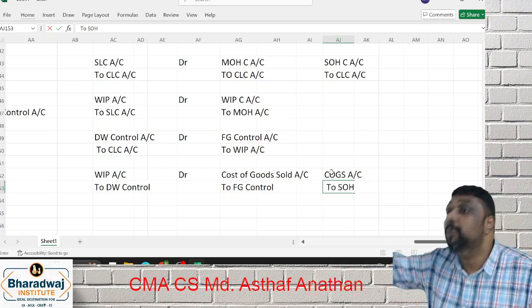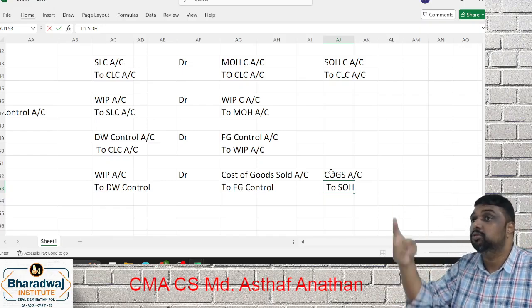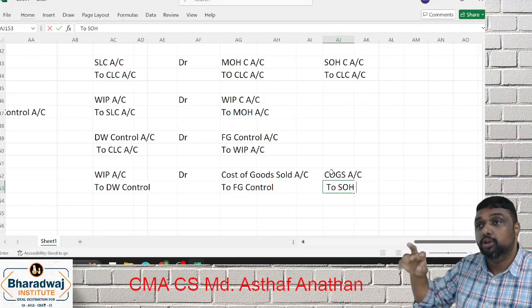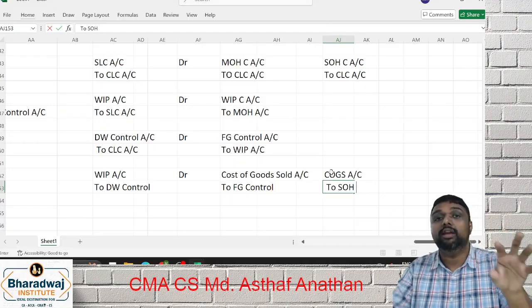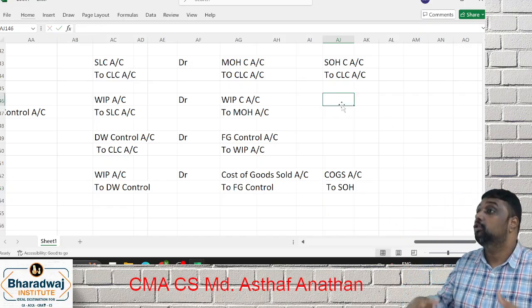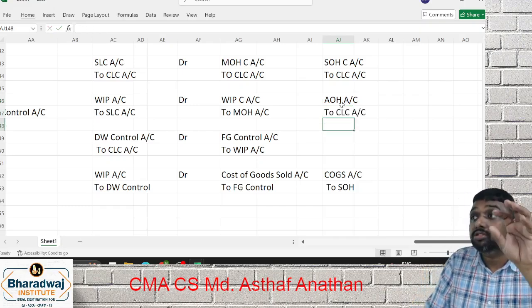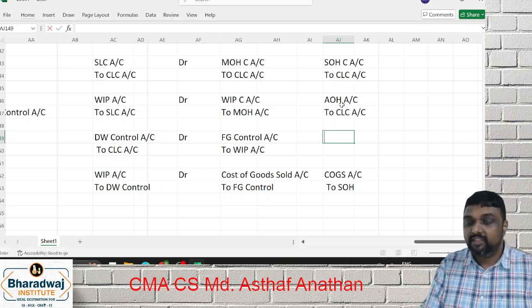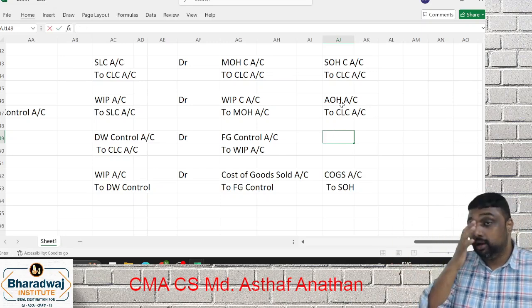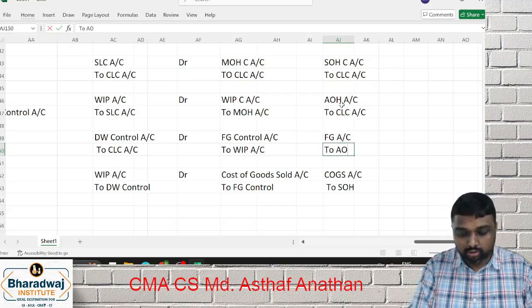Now there is another one called admin overhead. There are two cases. Admin overhead relating to production, or admin overhead relating to management, which is normal and goes to finished goods. So if the question says admin overhead relating to production, first you have to pay admin overhead account or control account to CLC. If they use the words admin overhead to production, you have to charge WIP. Otherwise, if everything is silent, you go to finished goods.